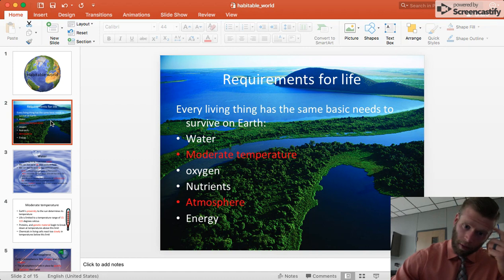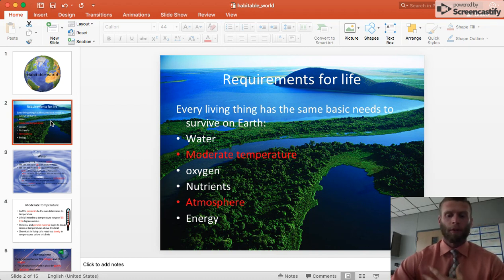We have water, moderate temperature, meaning temperatures in which life can survive. We have oxygen. We obviously need nutrients, right? Energy to create energy. We have to have an atmosphere, and then obviously energy coming from those nutrients.